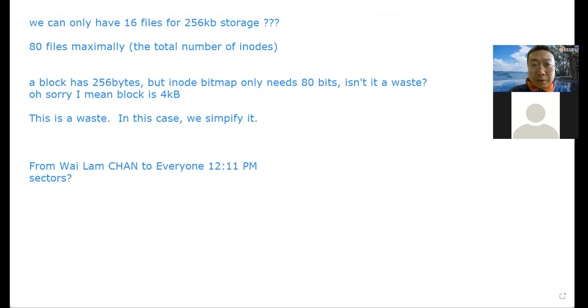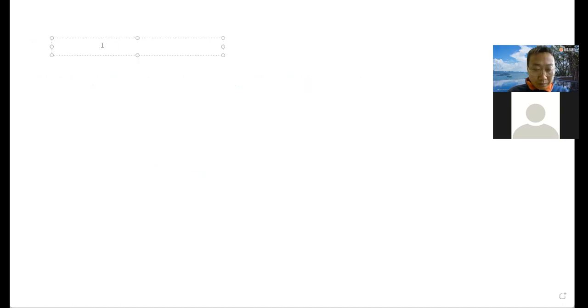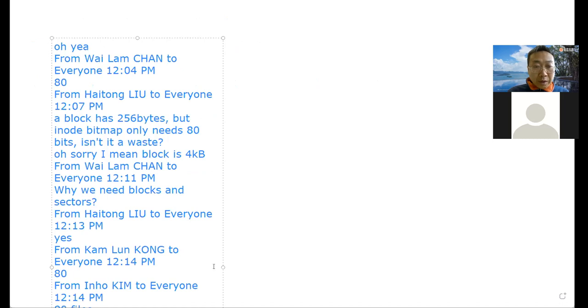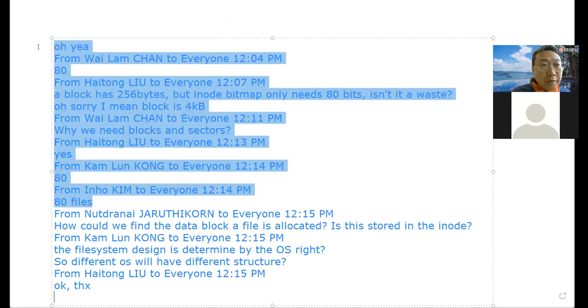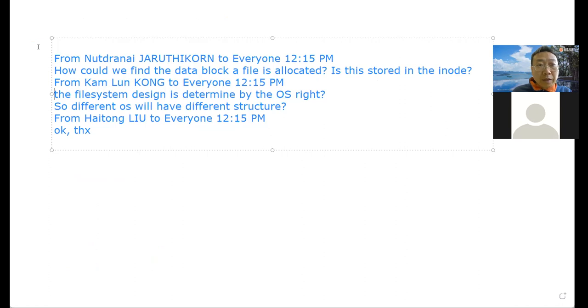The last question, I think I didn't copy correctly. Let me copy more questions. I think I got more questions here. Yeah, I think I got this one: how can we find the data blocks of a file? Is this stored in the inode?